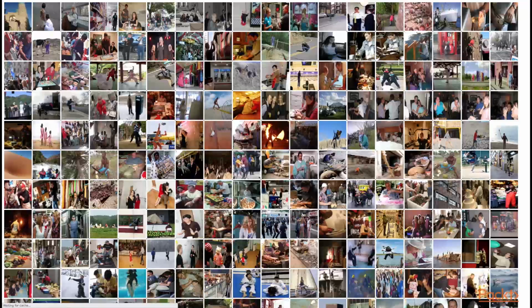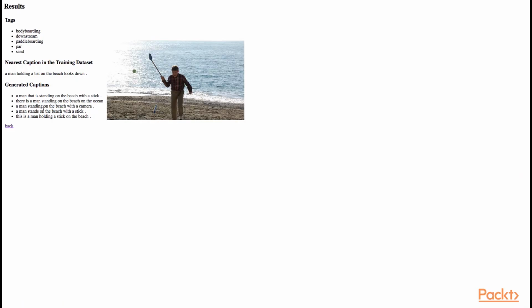Let's select a different image. For example, let's select this one. The deep neural net has generated a caption related to this image, which is a man that's standing on the beach with a stick. Wow, it looks very good.